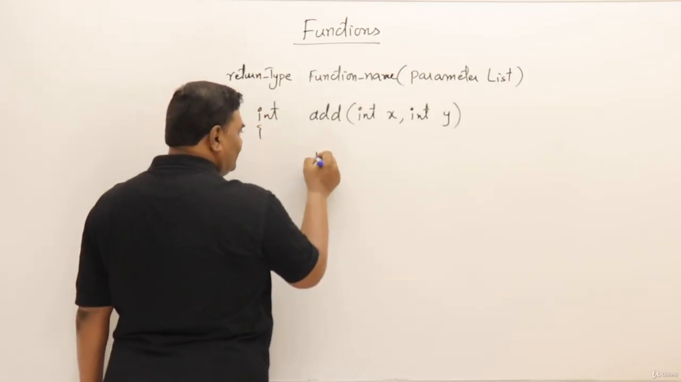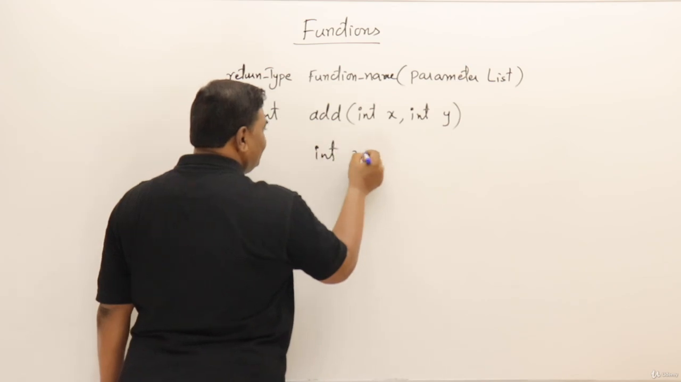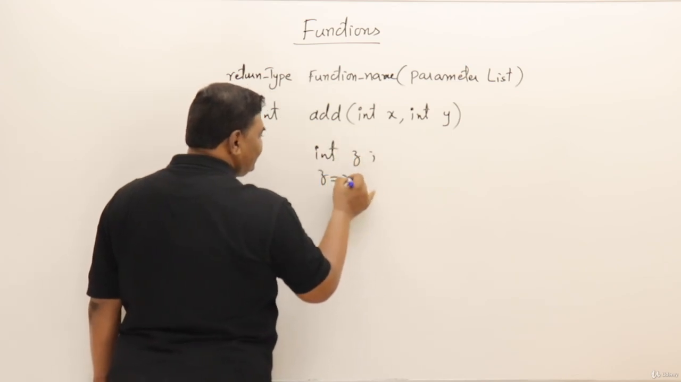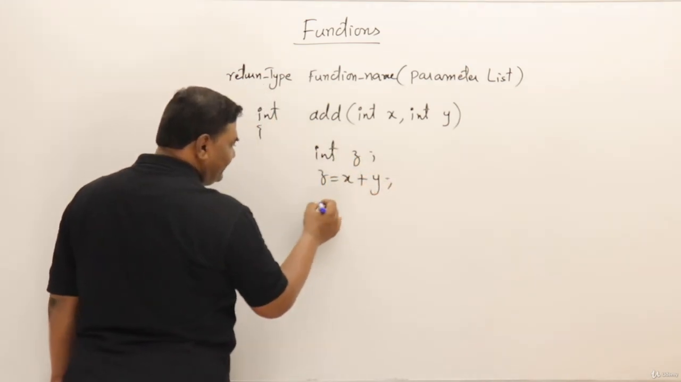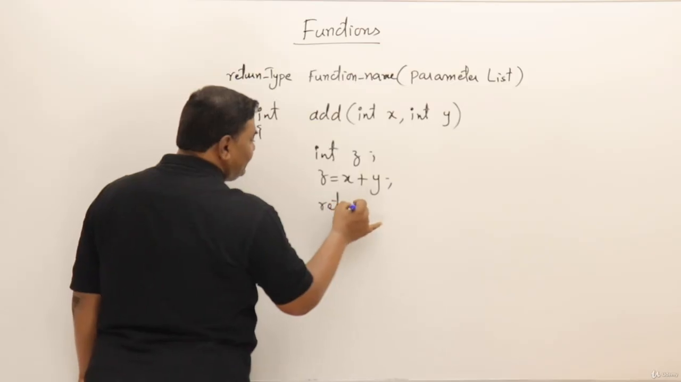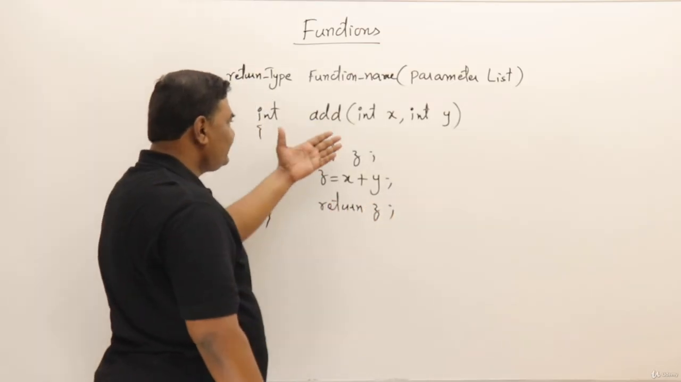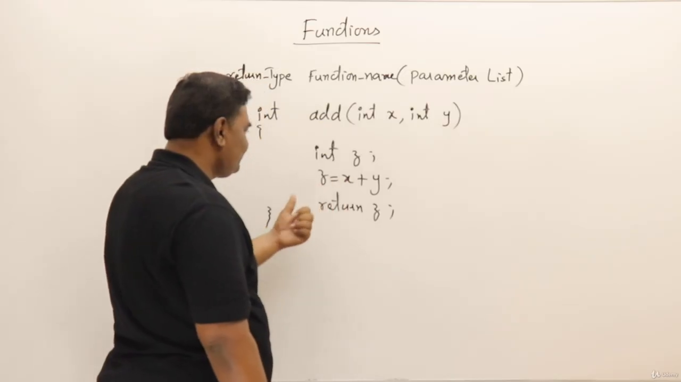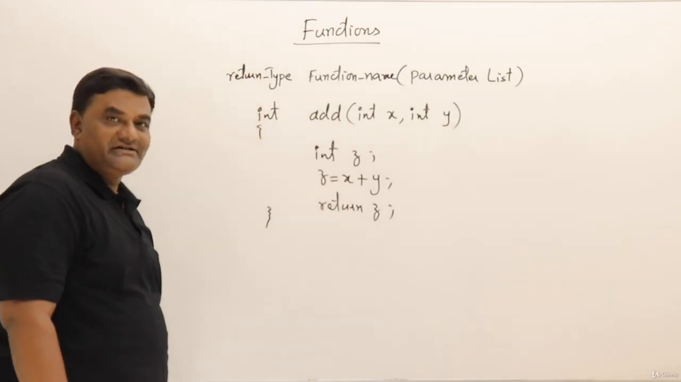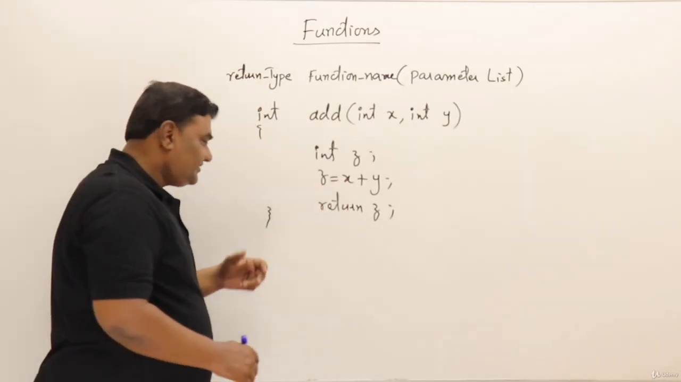Now here I will declare one variable z. Then I will say z assign x plus y. I am just making it a little lengthy. Then say return z. So the values of x and y are added, the result is stored in z, and the z value is returned. Let us write a main function and use it.